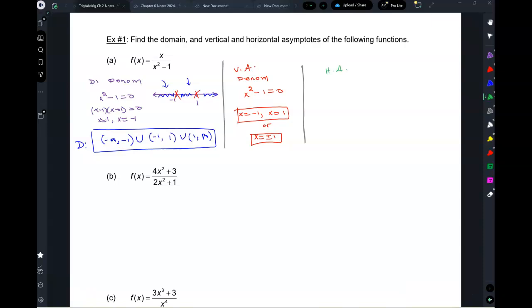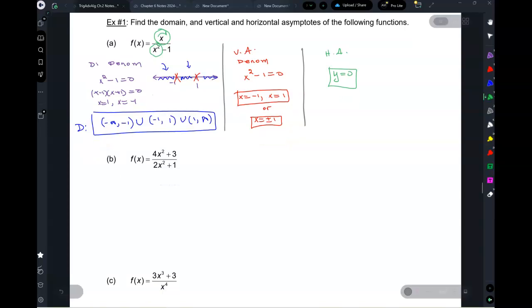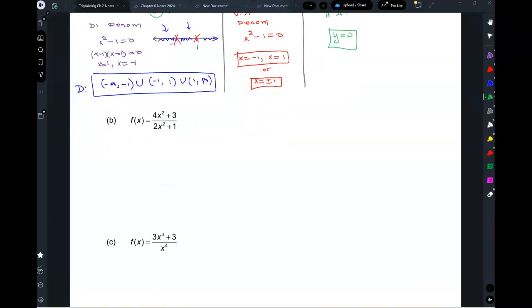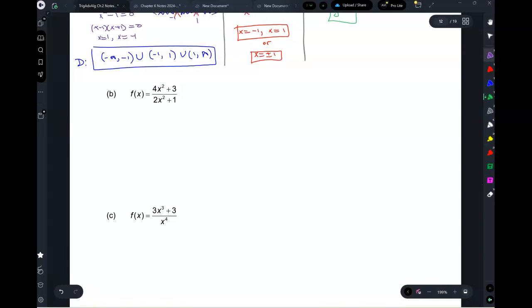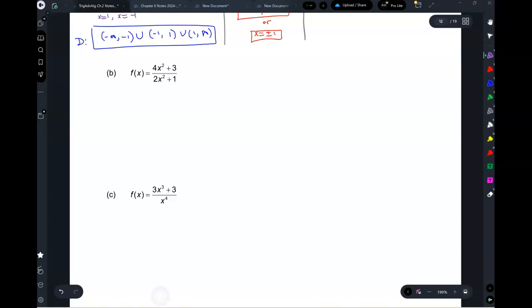For the horizontal asymptote, we have to compare the exponents, the highest exponents in the top and in the bottom. So here, what's the exponent of the top? 1. And here, 2. So when you have a lower exponent on top, what's the horizontal asymptote? Y equals 0. You don't even need to show work. There is no work to show. All right? Cool. That's it? That's it. Easy as pie.